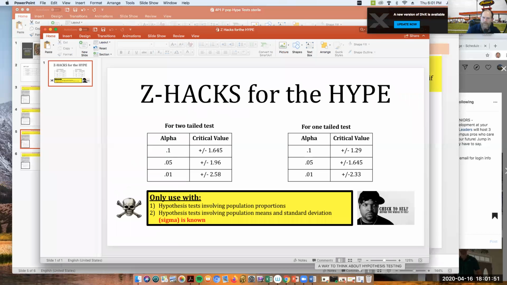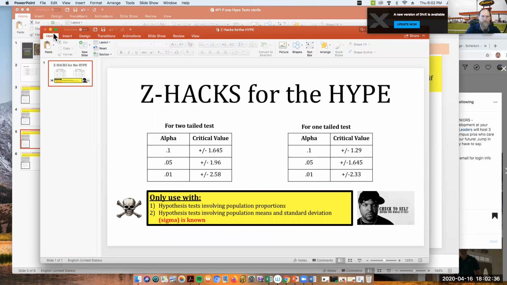Okay, Z table, I must be in the right place because I'm rolling with Z. I'm not doing a two-tailed, so I'm going to go over here. One-tailed. My alpha is 0.05 in this case. Even though it says plus or minus, for a one-tailed test I'm only going to have one critical value. If I'm on the right side of the distribution, it's going to be positive. If I'm on the left side, it's going to be negative. In this case, I'm on the right side, so it's going to be 1.645. I need to remember that.